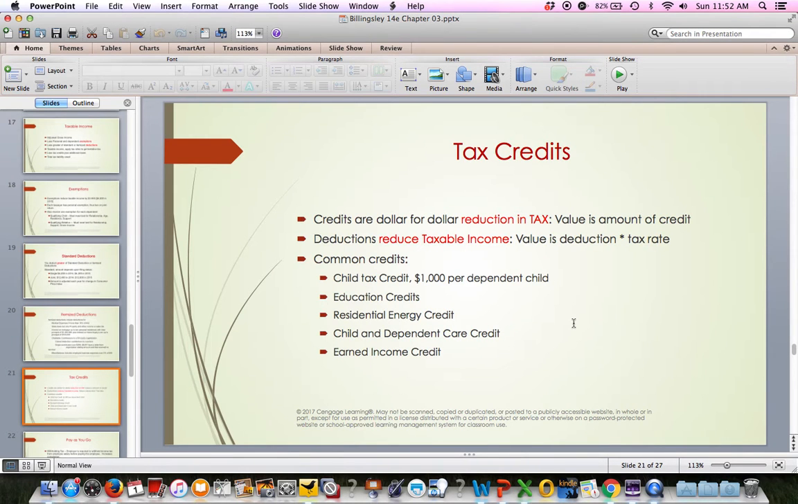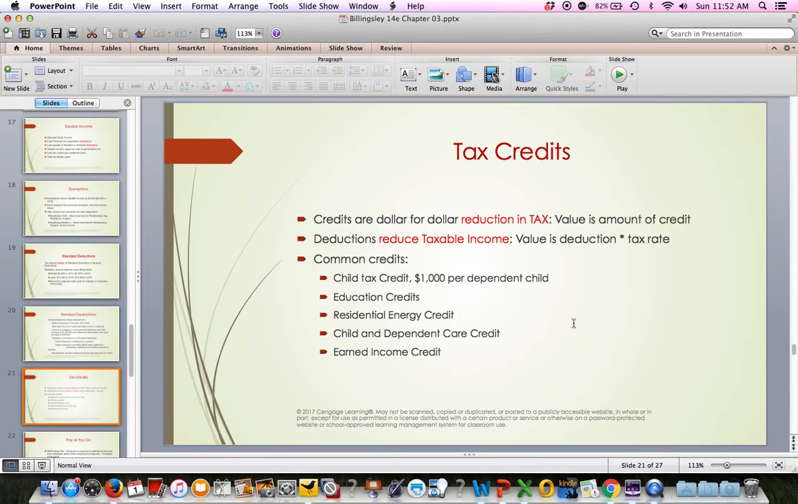So tax credits are basically just reductions in tax. They act as payments, even though they're not a payment. Some common credits are $1,000 per dependent child. Education credits if you're taking classes in college. If you're a college student, your parents may be getting some credits, or you might be, depending on your tax status. Energy credits for investing in high efficiency furnaces, solar, child and dependent care credit, earned income credit.